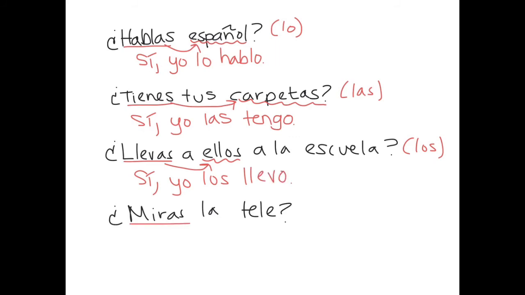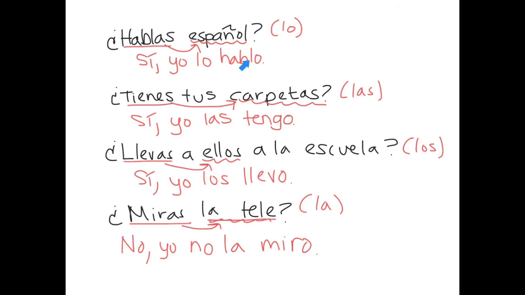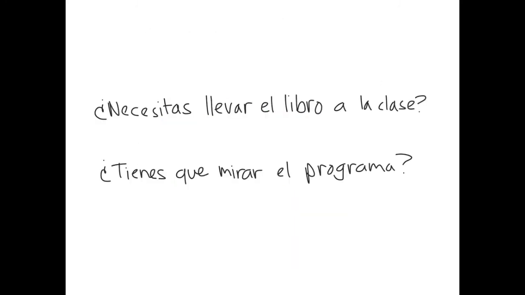Do you take them to school? Yes, I take them. ¿Miras la tele? What's being watched? The TV. Feminine. So, no. Yo no la miro. Miro is conjugated, so it goes before. Are you watching TV? No, I'm not watching it. Remember, these are conjugated verbs, so all of those DOPs need to go before the verb as a separate word.